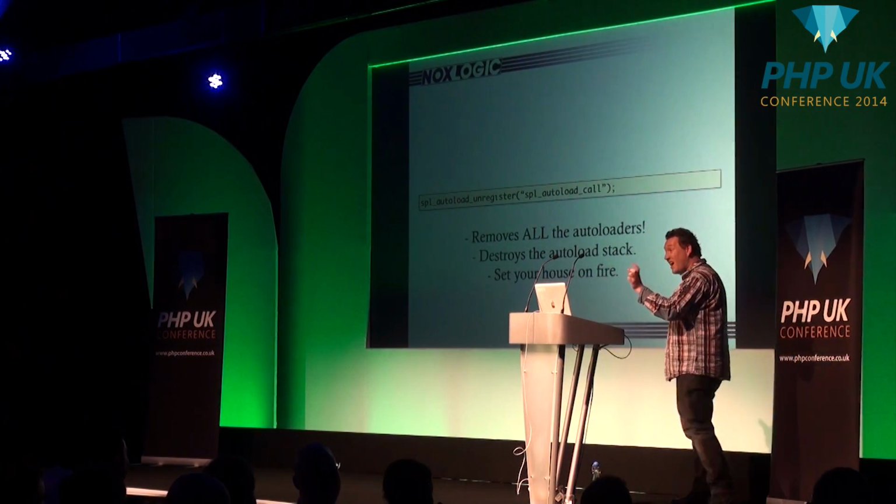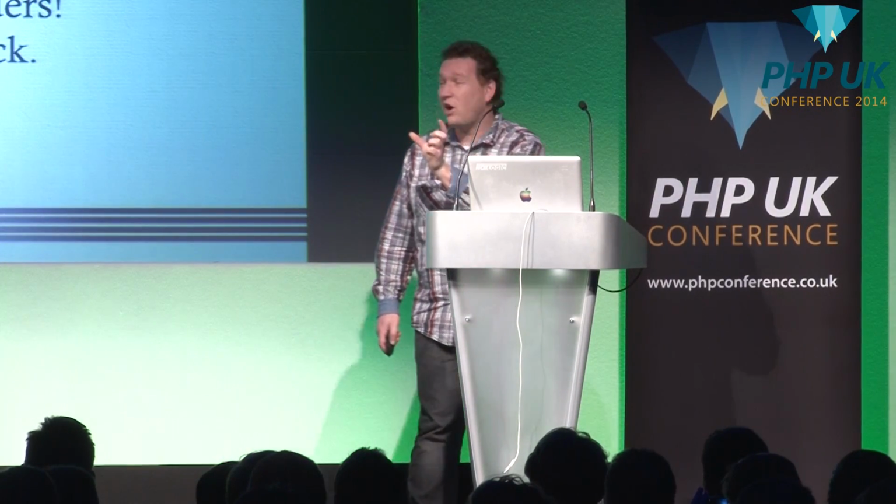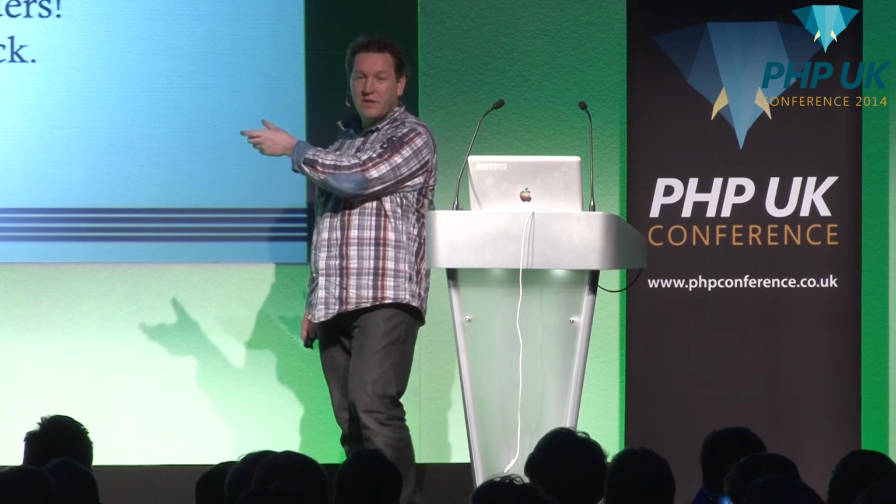Inside the PHP core, and I can show you later on if you're interested, there is actually a piece of code that says, if the argument supplied is SPL autoload call, destroy the autoload stack. It's in there. Probably, most probably, it's leftover code from debugging. Hopefully. But yeah, nobody actually figured it out, so they're not using it. But still, it's in there.